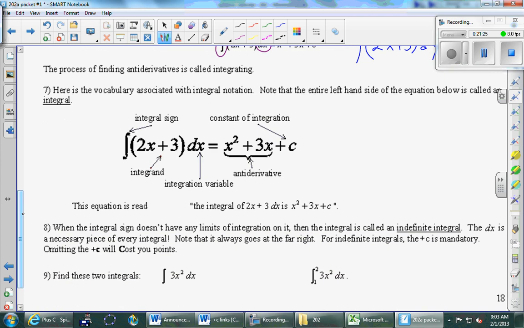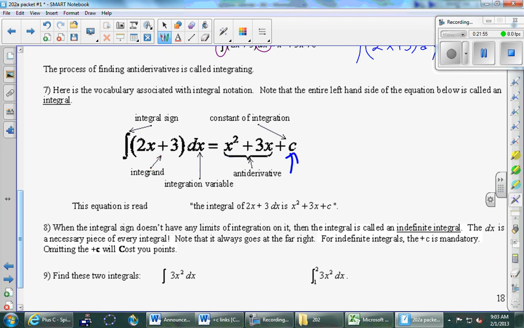Number 7, a lot of vocabulary associated with this new integral notation. The left-hand side of this equation down here is called an integral, the entire left-hand side. So we've got lots of pieces. We've seen the integral sign before. We've seen the word integrand to describe the function. The variable in this case is x. That's what we were talking about up above where I changed it so the variable was y. This x squared plus 3x is the antiderivative, the basic part.